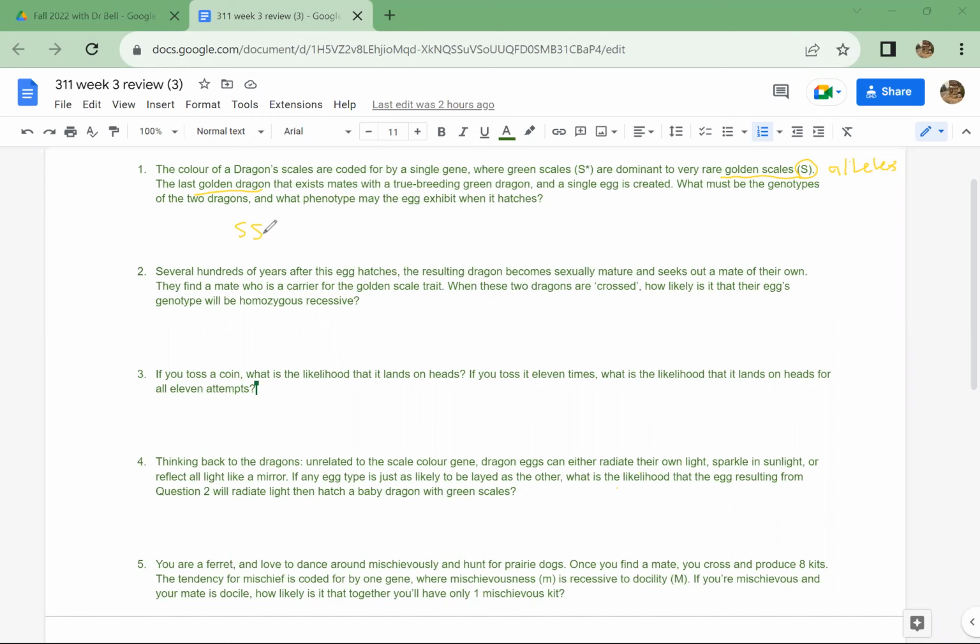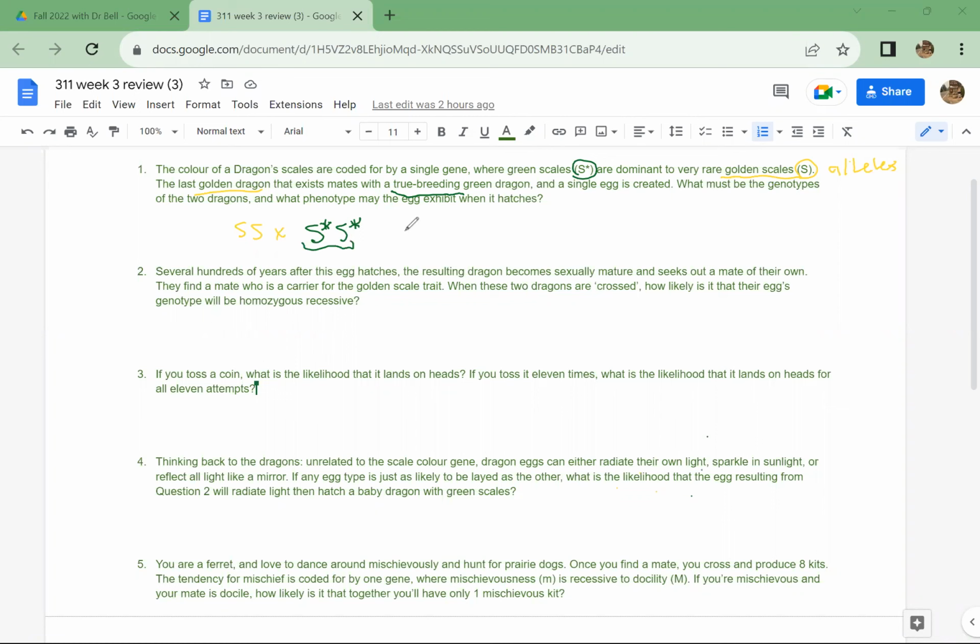And they mate with a true breeding green dragon. What does it mean to be true breeding? We talked about it a little bit in class, but true breeding refers to homo versus heterozygosity. We see that green dragons are green because of this allele, S star. So we know that in order to be a green dragon, we have to have at least 1 S star allele. But the fact that this dragon, which is green, is true breeding means that its genotype is made entirely of one kind of allele. So this is its genotype.